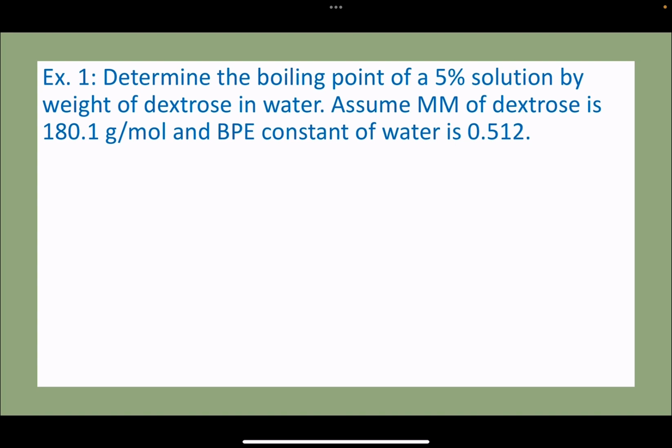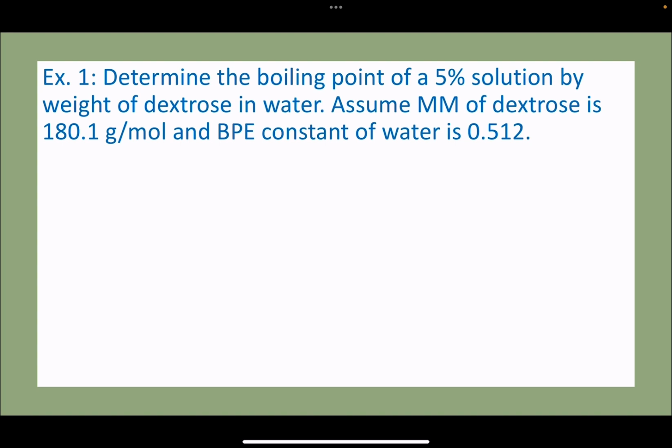Dextrose, for anyone who's curious, is a type of sugar that can be administered for patients suffering from dehydration or low blood sugar levels. We're also introducing the concept of by weight, which just means that in a 1 kilogram amount of a dextrose in water solution, 5% of that solution will be dextrose. Since 1 kilogram equals 1,000 grams, 5% of that will be equal to 50 grams of dextrose dissolved in 950 grams of water. Our current job, however, is to determine the boiling point of a solution.